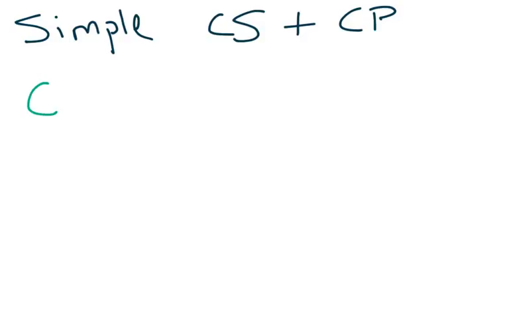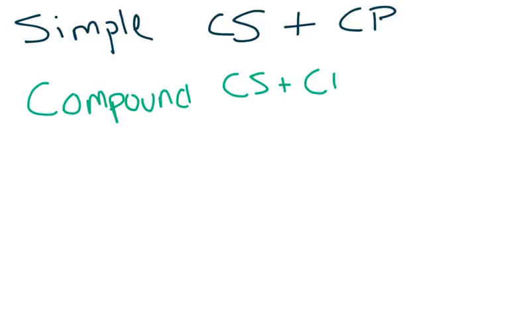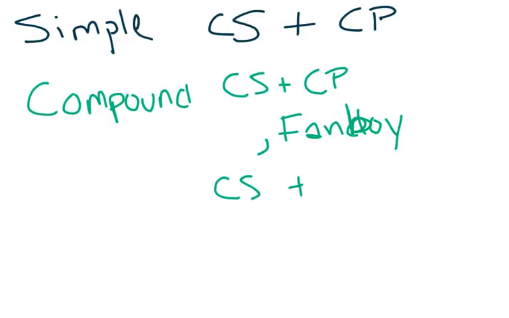A compound sentence has complete subject and complete predicate, comma, fanboy. Sorry, that should be a B, not a D. Complete subject, complete predicate. So it's two complete simple sentences separated by a comma and a fanboy.